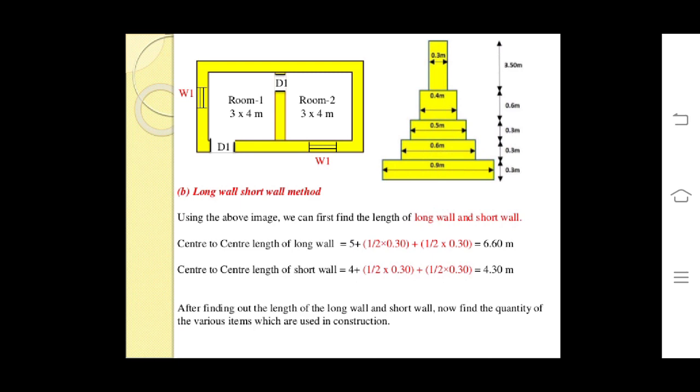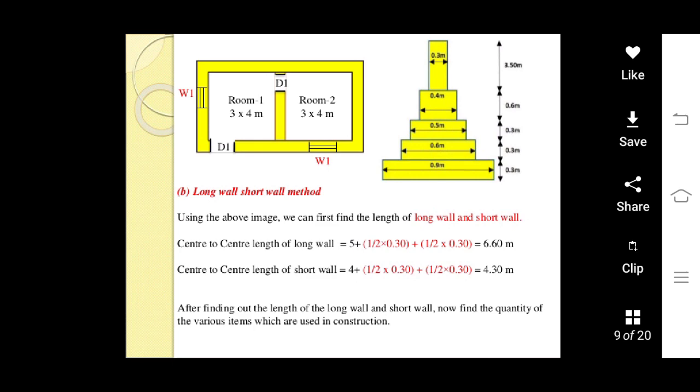As we have solved the problem by using the centerline method in the previous lecture, now the same problem we are going to solve by using the long wall short wall method or PWD method. In the long wall short wall method, the basic difference is we have to distribute or divide the building into a number of long walls and short walls. The long wall can have a longer length or shorter length. It is for our convenience only.